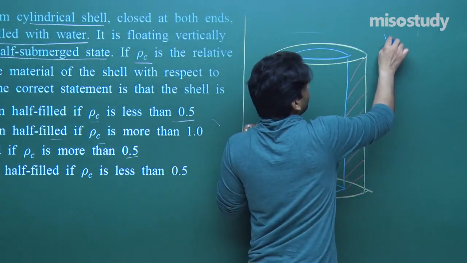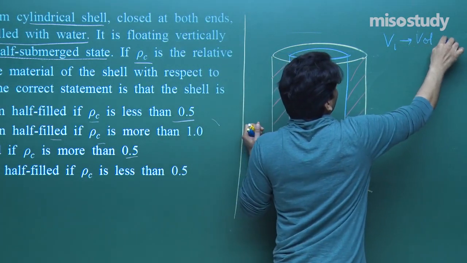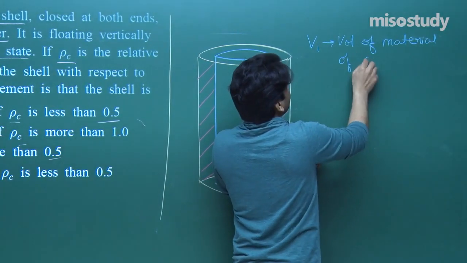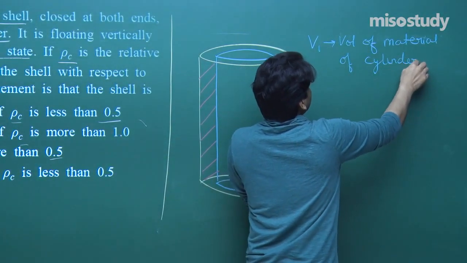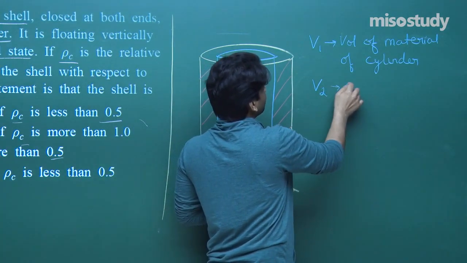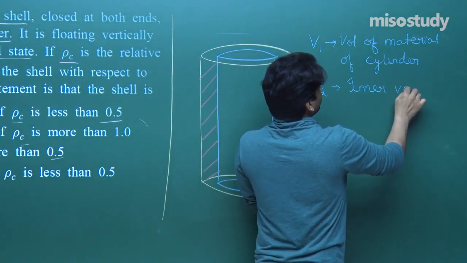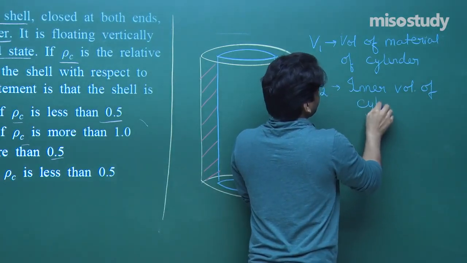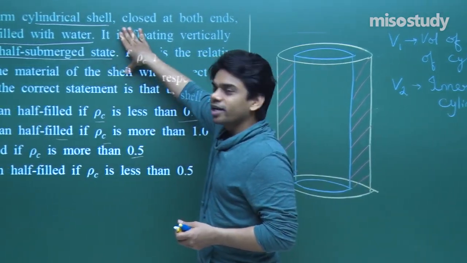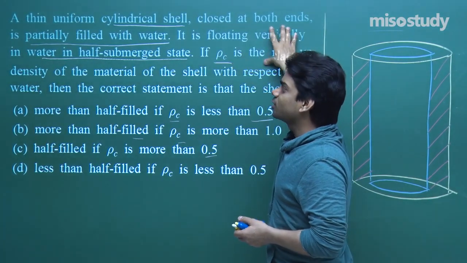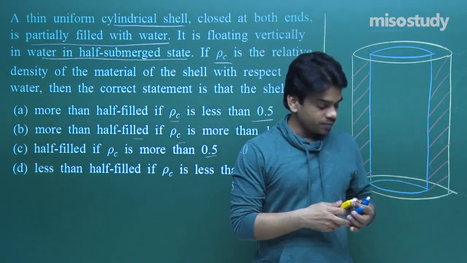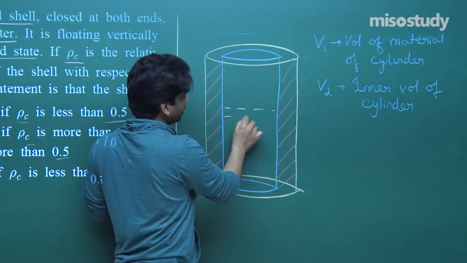Let's say V1 is the volume of material of which the cylinder is made up of, the volume of material of the cylinder. And let's say V2 is the inner volume of the cylinder. Next, the inner part is actually filled with water. You see here, thin uniform cylindrical shell, we made it. It's closed at both ends, is partially filled with water. It is floating vertically in water in half submerged state. It's partially filled with water, so let us say this is filled with water up to some height.